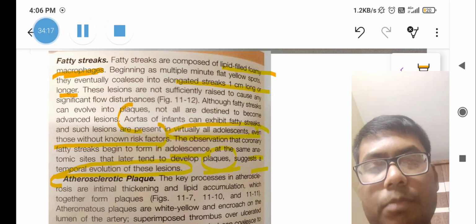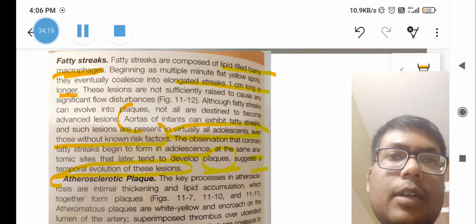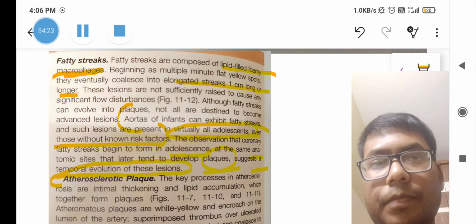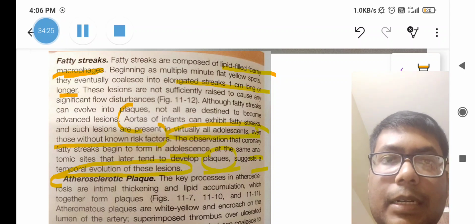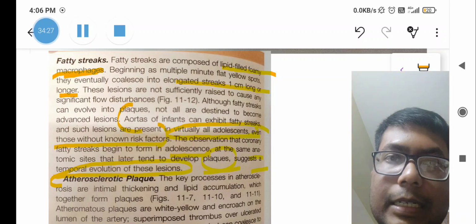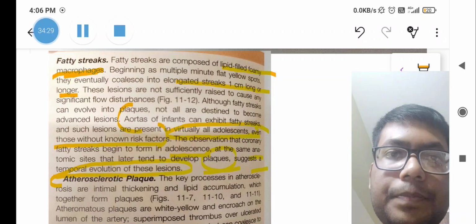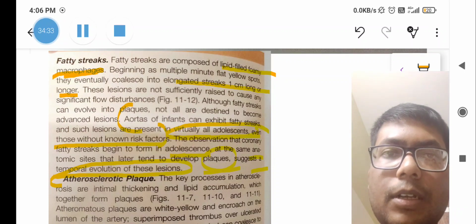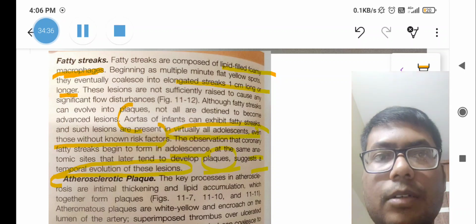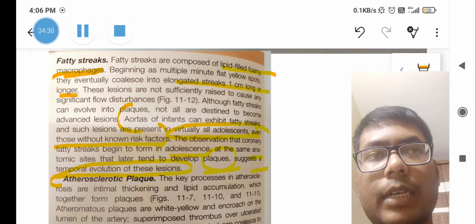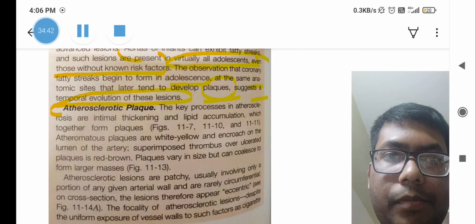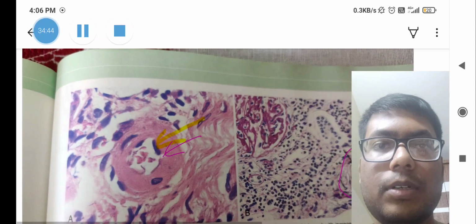So from the fatty streak, in a later stage it forms the atherosclerotic plaque. But the fatty streak itself is not a pathological thing. It is not a pathological risk factor for any adolescent or any pediatric age group patient.